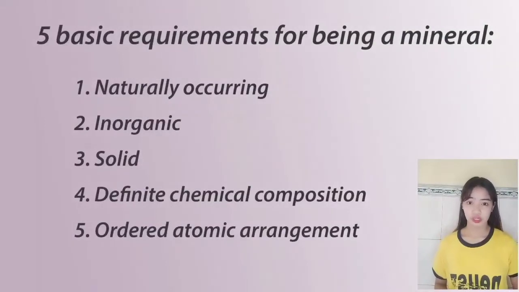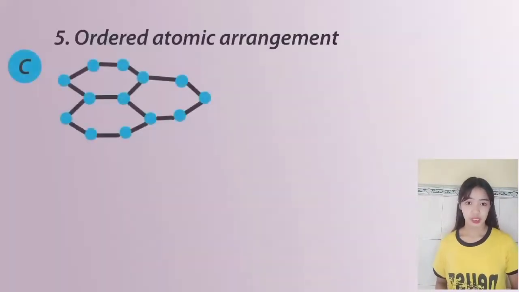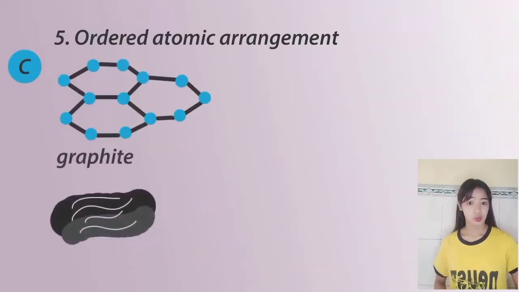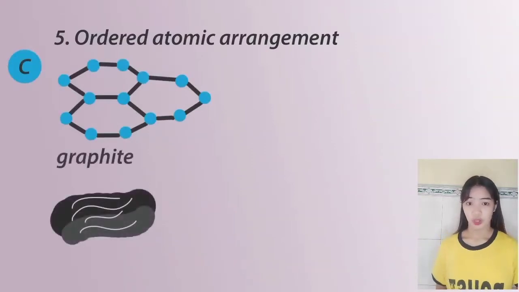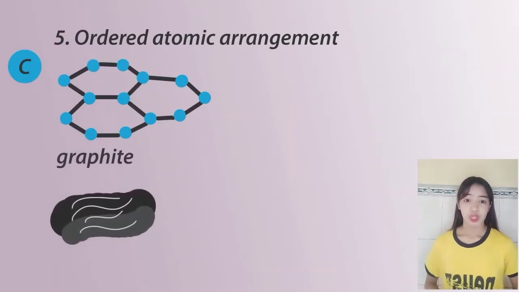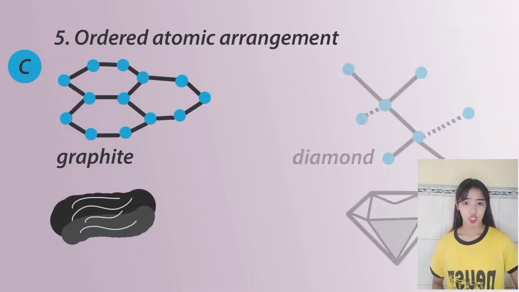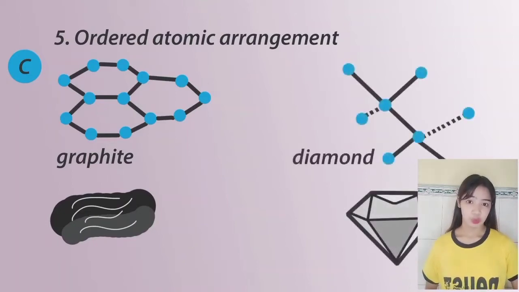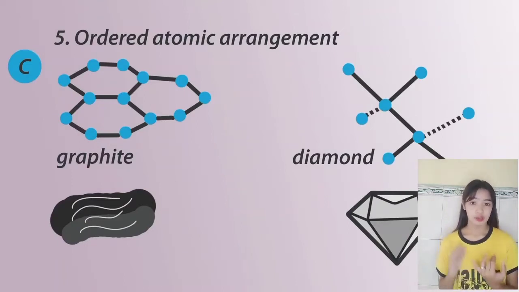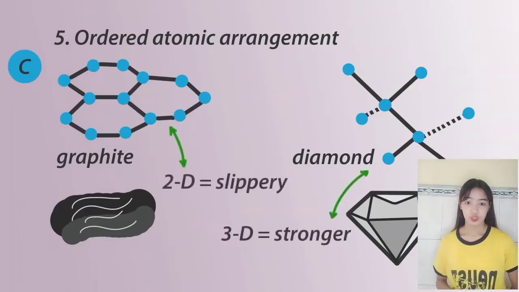The last is ordered atomic arrangement. This means that the atoms making up the mineral must be arranged in a specific way to be classified as that mineral. This also means that 2 different minerals can be made of the same element, just arranged differently. For example, graphite and diamond, both made of only carbon, and the only difference between them is how that carbon is arranged. Sheets for graphite and tetrahedral form for diamond. So those are the 5 requirements of a mineral.